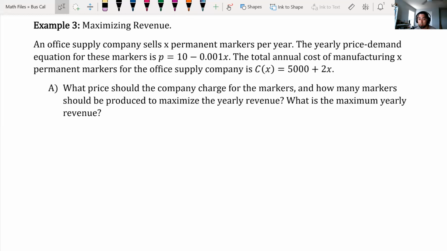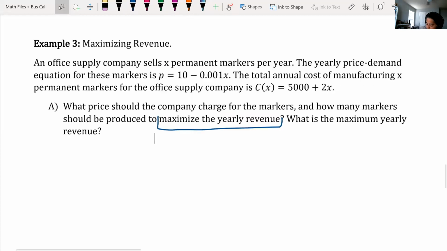So our job in part A is to maximize the revenue function. Once we maximize it, which means we optimize it, take the derivative, set equal to 0, whatever value we get for x, we're going to plug it into the price equation given, and into the revenue equation, which means we don't have a revenue equation, but we know how to create one.